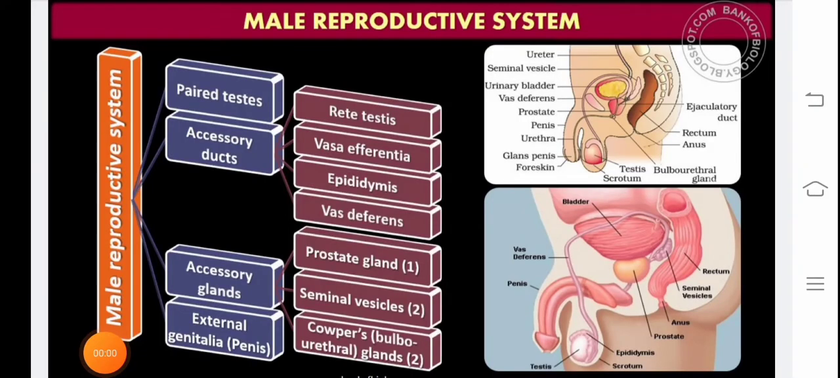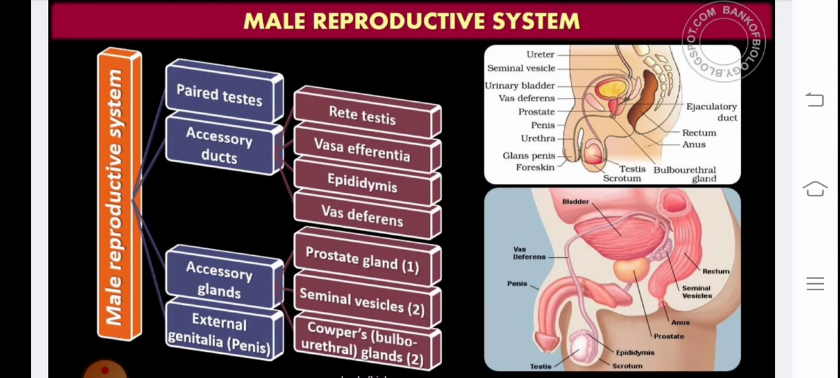Let us now talk about human male reproductive system. First, we'll try to understand the structure of male reproductive system. Okay, so this is a diagrammatic view of human male reproductive system. So what are the important parts that together form the reproductive system? They are paired testes, accessory ducts, accessory glands, and external genitalia.